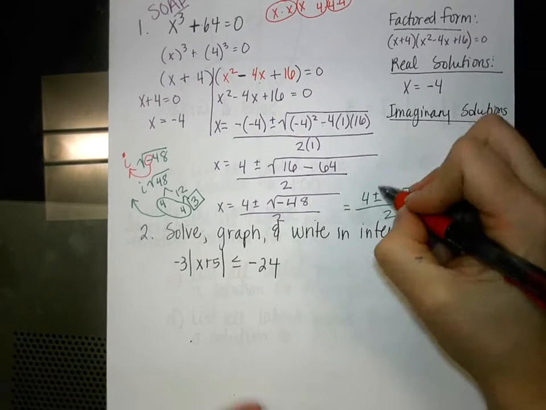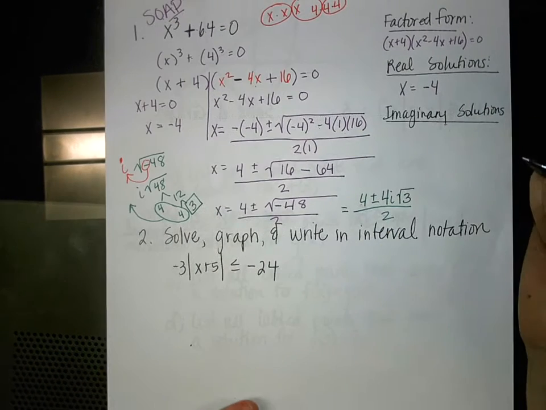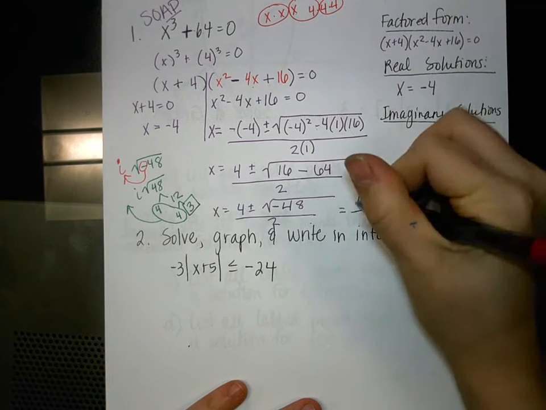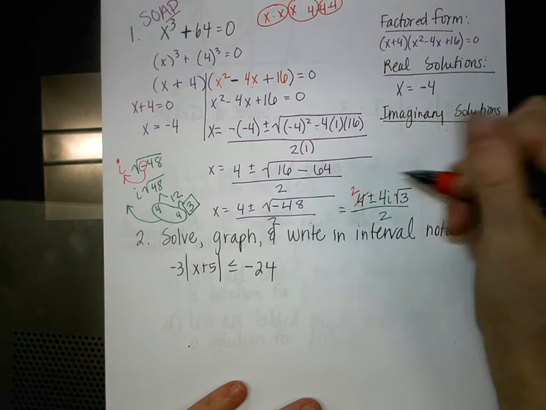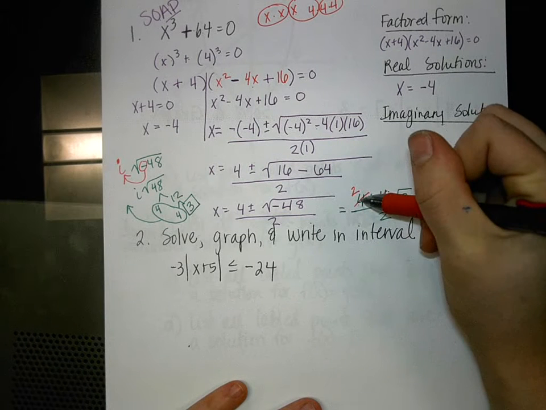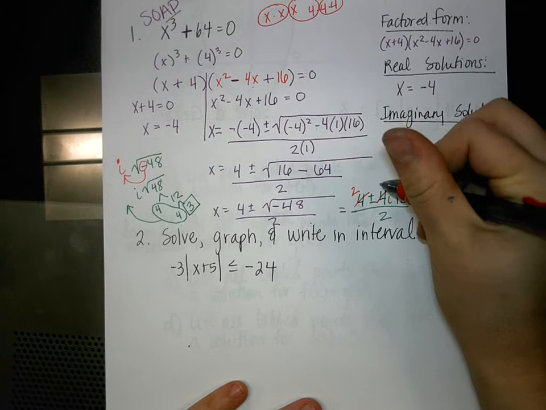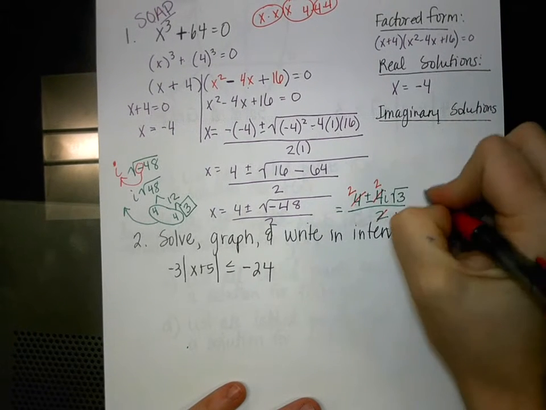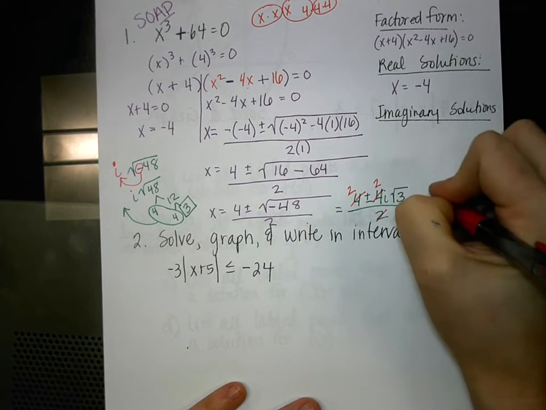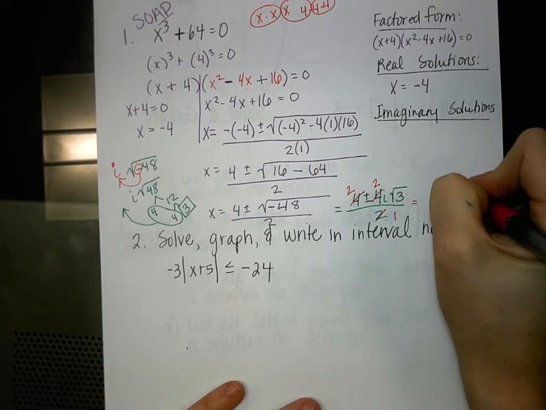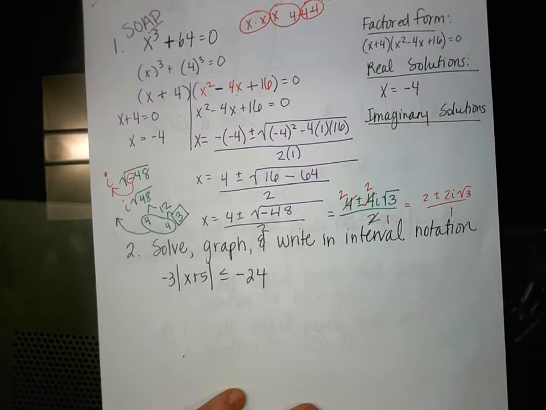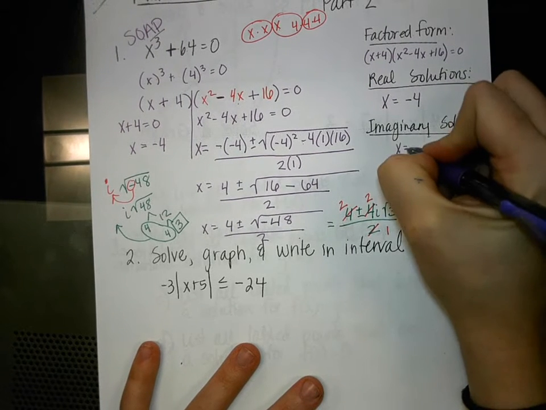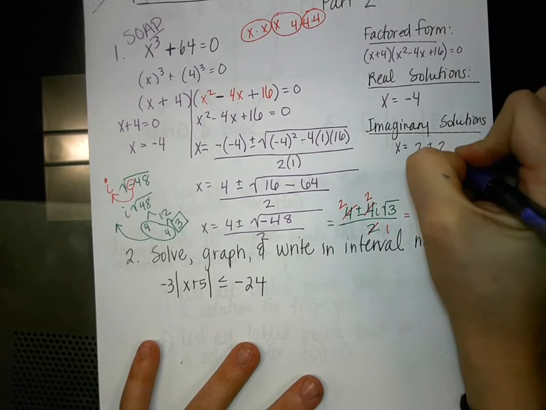After that, all of my terms are divisible by the same number. I have 1, 2, 3 terms. The 4 is divisible by 2. So I do 4 divided by 2 is 2. 4 divided by 2 is 2. And 2 divided by 2 is 1. This gives me 2 plus or minus 2i root 3 all over 1, which means my answer to my imaginary solutions is 2 plus or minus 2i root 3.